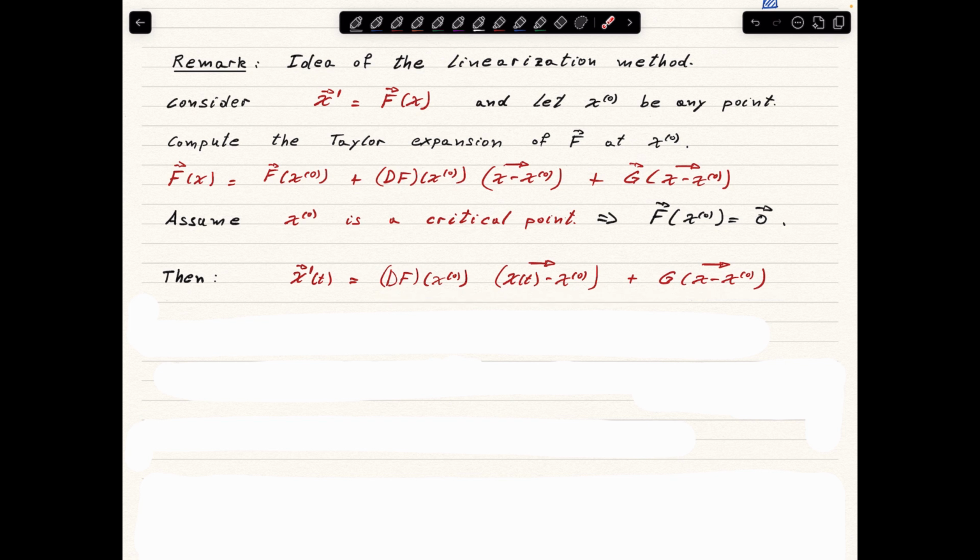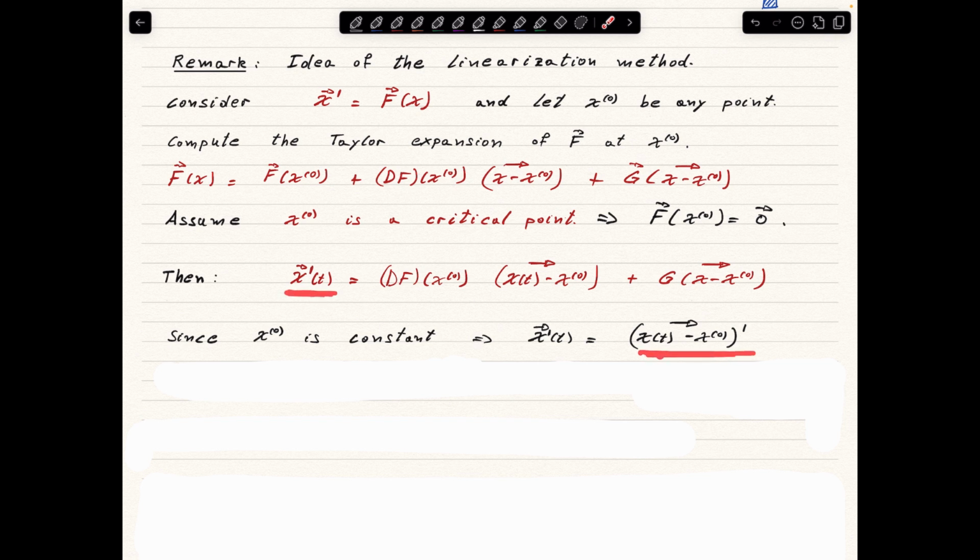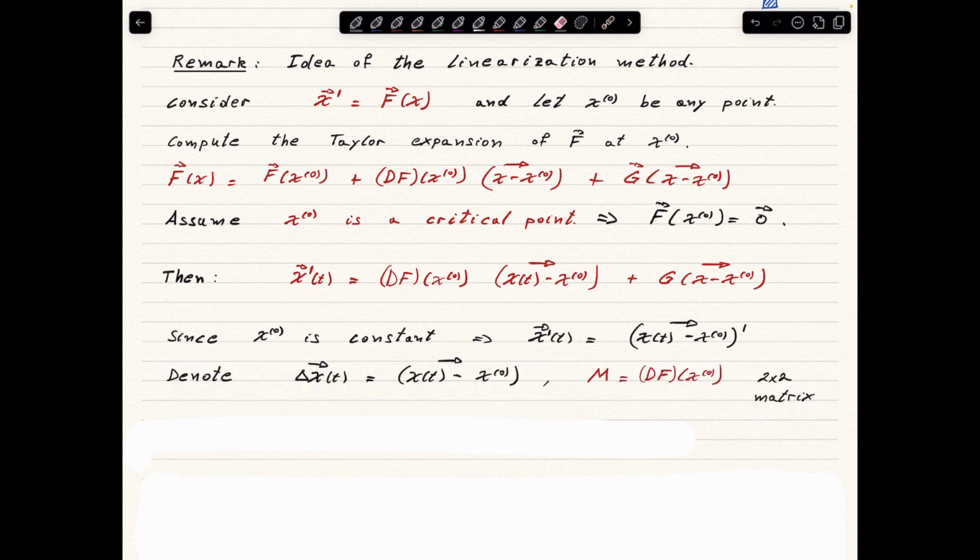Now let's recall that this is a fixed point, so it's time independent. So the derivative with respect to time is 0, and we can replace this function by this function here. Now the equation looks a little bit nicer if we introduce the variable delta x, which is the difference between an arbitrary point, or an arbitrary solution of the equation, and the point we are centering the Taylor expansion.